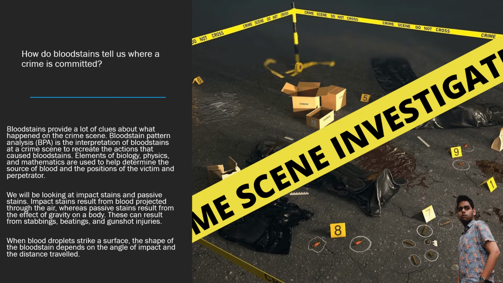Impact stains result from blood projected through the air, whereas passive stains result from the effect of gravity on a body. This can result from stabbings, beatings, and gunshot injuries. When blood droplets strike a surface, the shape of the bloodstains depends on the angle of impact and the distance traveled.